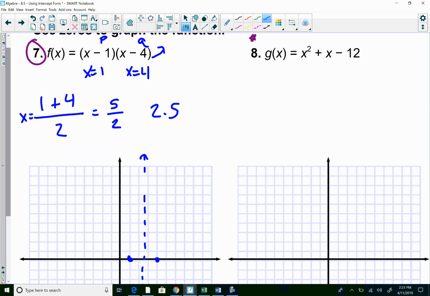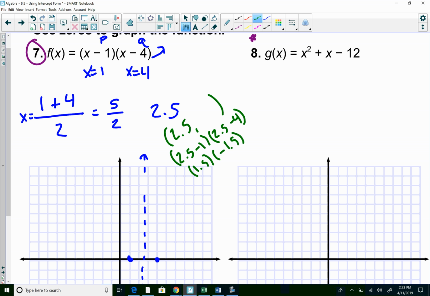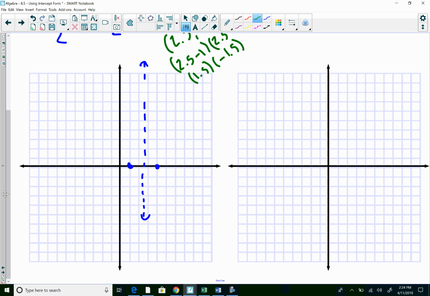Okay, and then let's again just really quickly figure out where the rest of that vertex is at. So 2.5 is the first part. I'm going to take 2.5 or 5/2, plug it in. So 2.5 minus 1 times 2.5 minus 4. So that'll be, let's see, 1.5 times negative 1.5. So that should get me to about 2.25, and that should be negative. So I'm going to go ahead, I'm at 2.5, down 2.25. So there's my vertex.